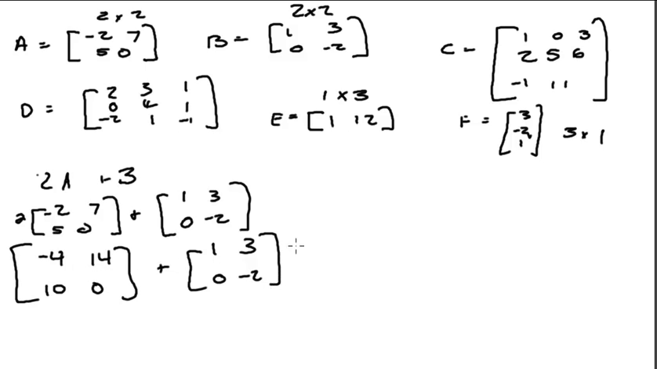And then when you add 2 matrices, you just add them together position by position. So I add negative 4 and 1, and I get negative 3. 14 plus 3 is 17. 10 plus 0 is 10. 0 plus negative 2 is negative 2. And that's 2A plus B.